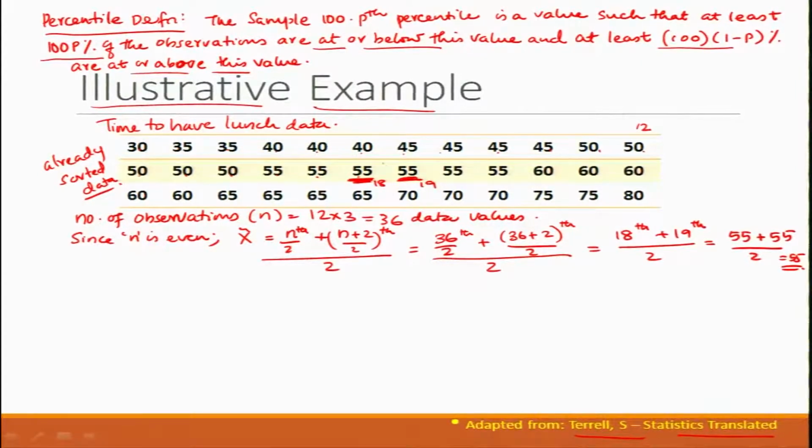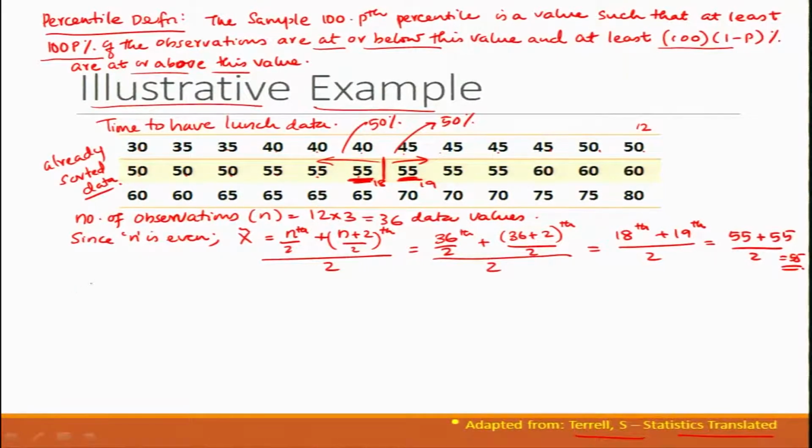What we are saying here is that the value somewhere here exactly will split the data. The data points below this are 50 percentage of the data, and the values above this are the other 50 percentage of the data. That is why it is the median.